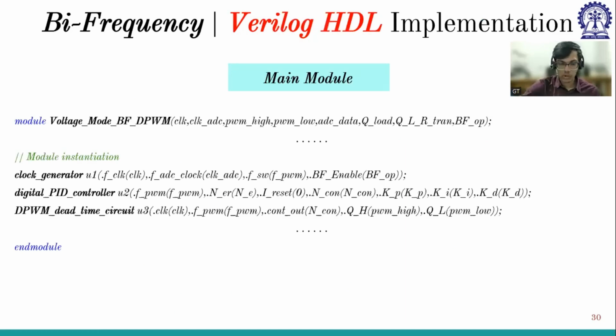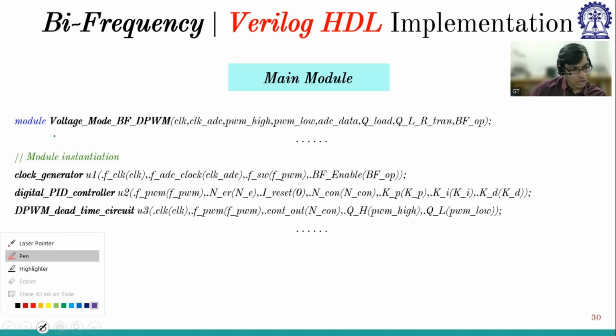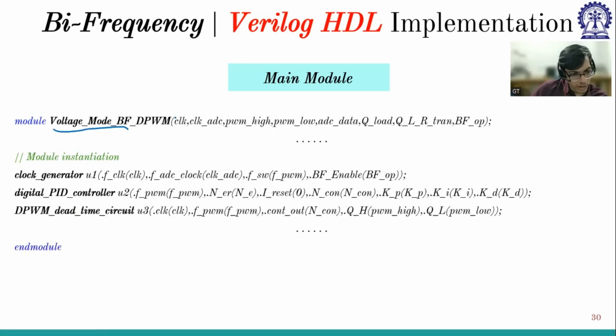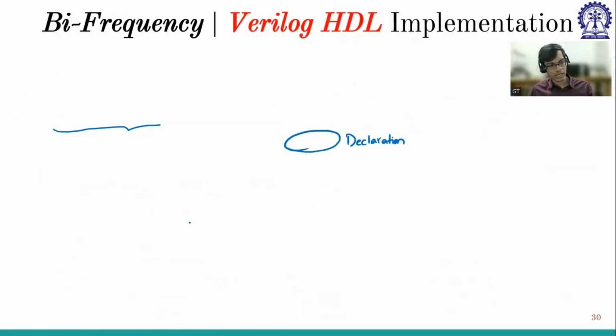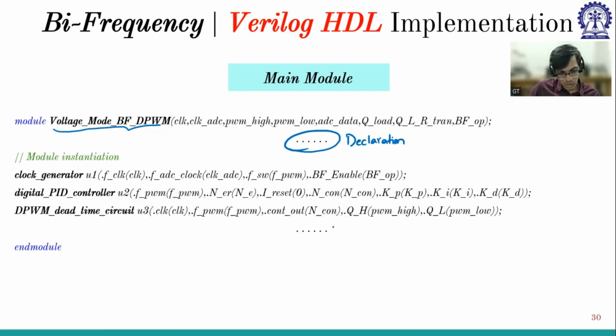Then if we come to the Verilog implementation: voltage mode bifrequency DPWM, and here the declaration. What exactly is the change in comparison to the conventional voltage mode control? Only the switching frequency, or only the FPWM, is changed. The rest of the things are exactly the same. Only the PWM is being changed, so the entire thing is the same. Here also this is creating the load or reference transient.